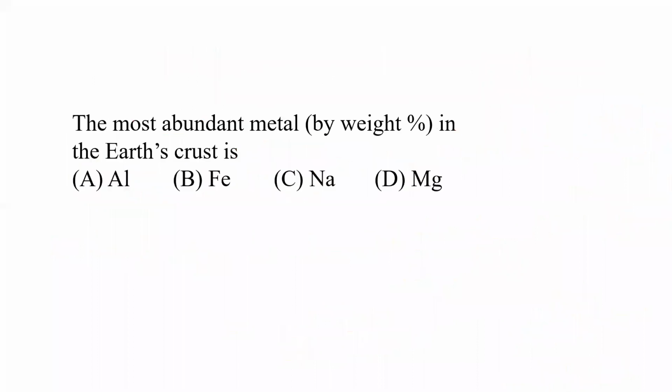Right. Next question. The most abundant metal by weight percentage in the earth crust is. If you see the composition of the earth crust, mainly there is silicate composition. In silicate, the most important thing is Al2Si3O8. Remember that formula in all silicate minerals? So of course, aluminum will be the most abundant metal in the earth crust, right? Getting my point or not?